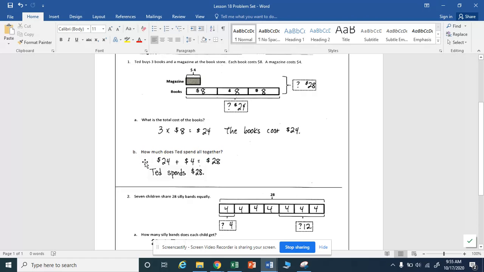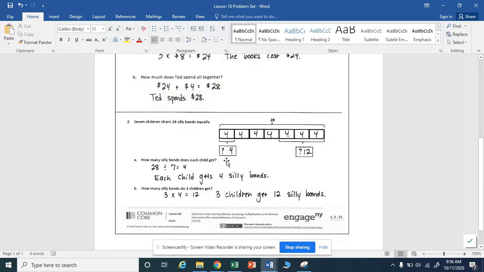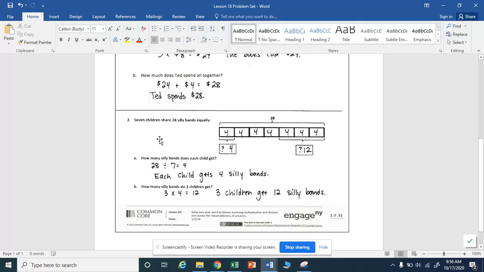Now, the other unknown was how much did he spend in all? Once we get our total for our books, which is 24, all we have to do is add that one magazine to it. So our total is $28. Ted spends $28.